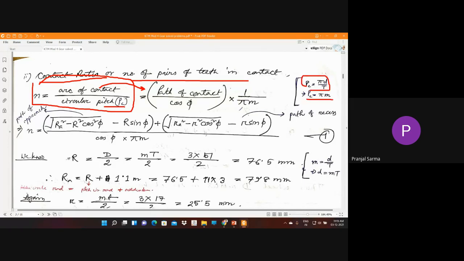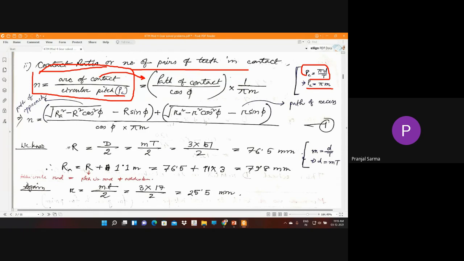If you recall, the path of contact has two portions: one is the path of approach and the other is the path of recess, divided by cos phi into pi m.